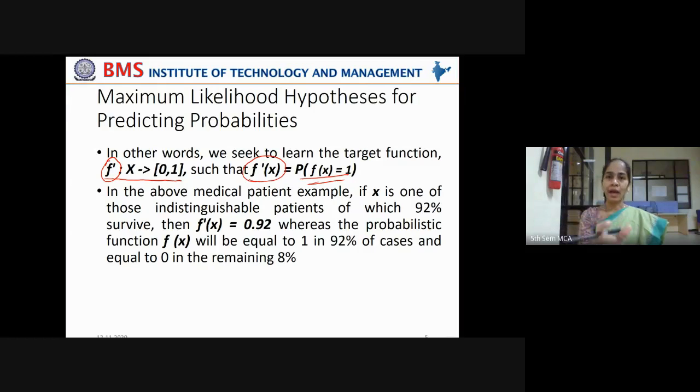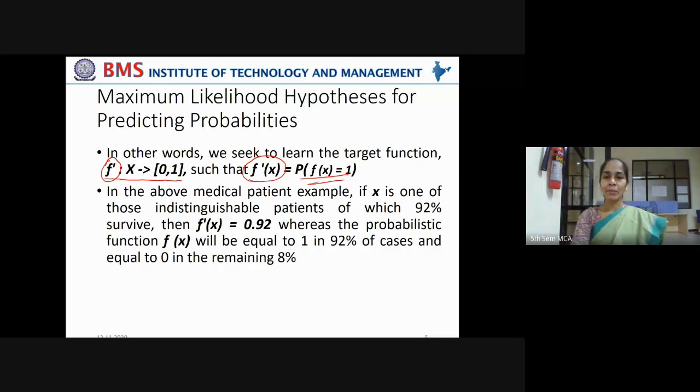Now, you have a patient with some symptoms, but his outcome is 0. Then we say f of x is equal to 0. It means, though he has the symptoms, he is not surviving. If he is surviving, the value will be 1. If he is not surviving, the value will be 0. In that way, you have to understand.